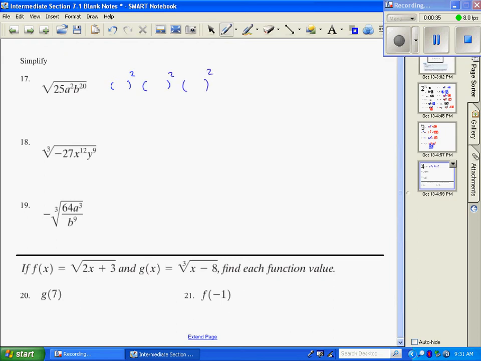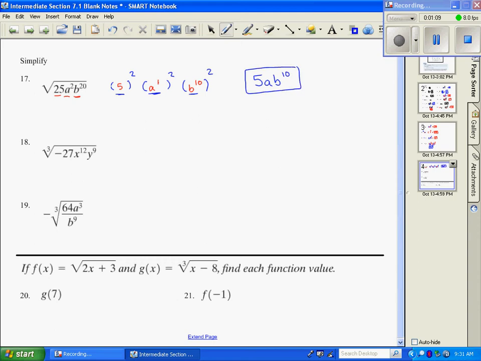So I need to know what squared gives me 25. Well, 5 squared is 25. Next, I need to know A to the what power is going to give me A squared. Well, I just need a 1 there because 1 times 2 is 2. And then B to the what power gives me B to the 20th. Well, 2 times 10 is 20. So when I say what squared gives me my radicand, my answer is going to be 5ab to the 10th.